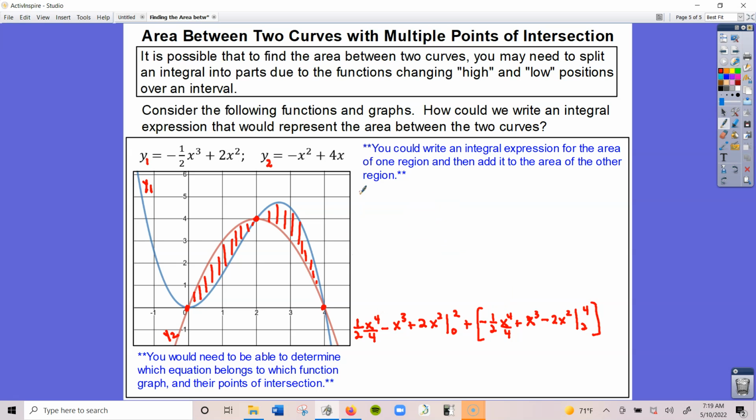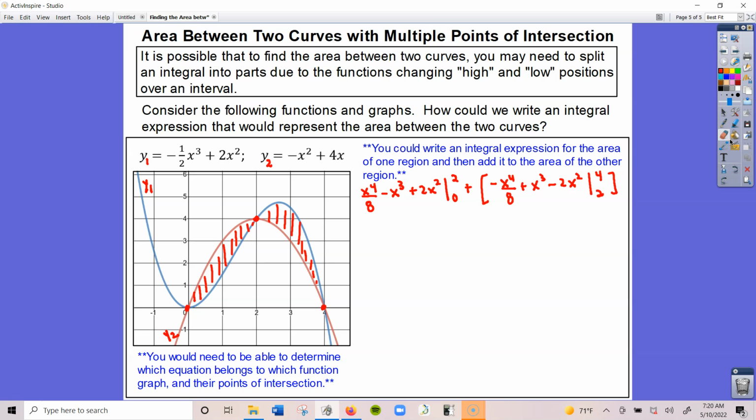So 1/2 x to the fourth over 4 is x to the fourth over 8 minus x to the third plus 2x squared evaluated from 0 to 2 plus, and then over here is x to the fourth over 8 plus x cubed minus 2x squared, and this one is evaluated from 2 to 4. So now I'm going to erase this one here because I've rewritten my integral. All right, let's go ahead and start plugging in.